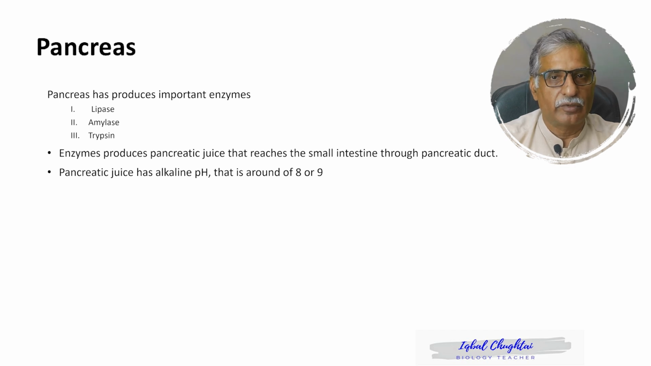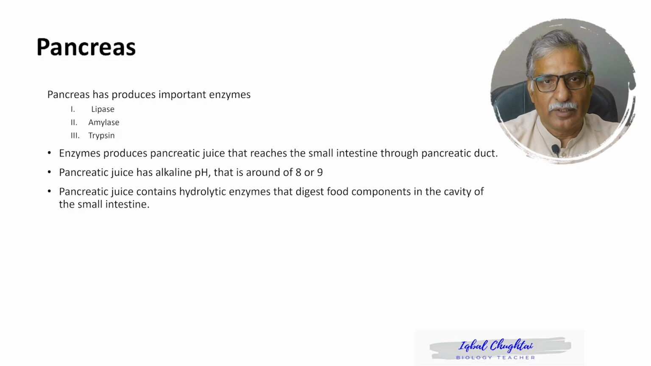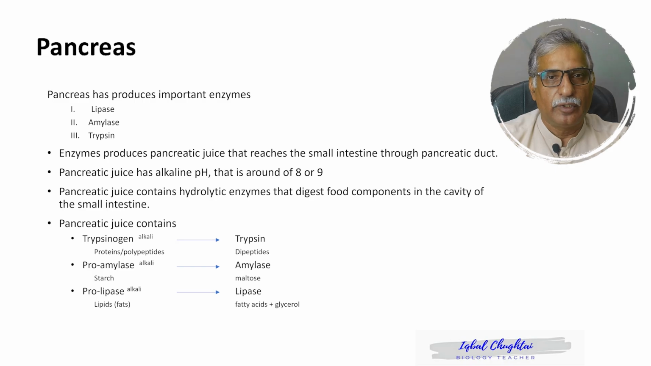In some of the books it's written 8.5. In some books authors have demonstrated it as pH 9, but both are equally effective. So these enzymes have to work in the small intestine. These enzymes are produced in an inactive form, like trypsin. It is produced in an inactive form known as trypsinogen. When this trypsinogen reaches the small intestine and interacts with the bile and the already pre-activated enzymes, it gets activated to trypsin, and it is likely to digest proteins into dipeptides and amino acids.